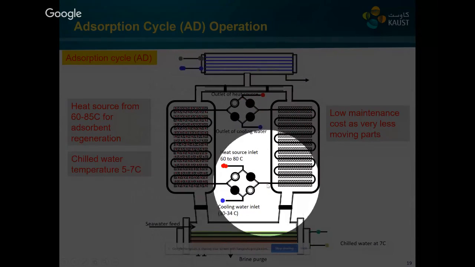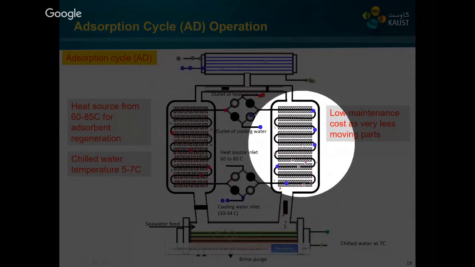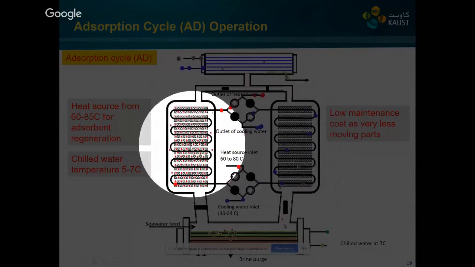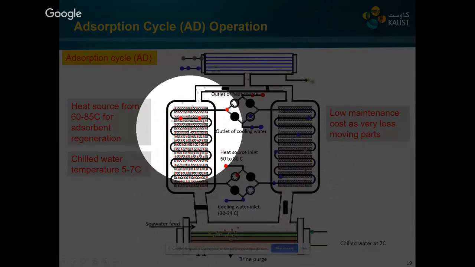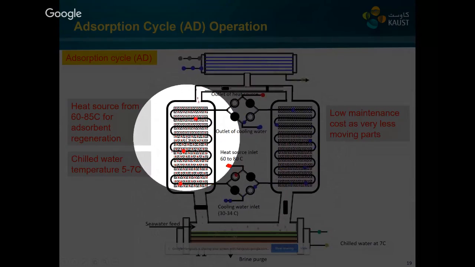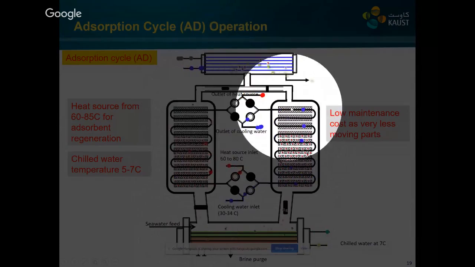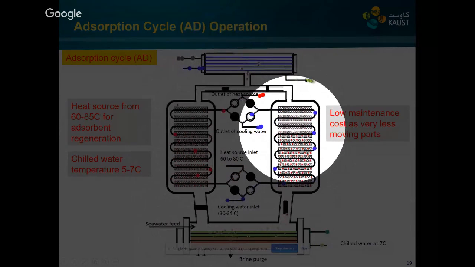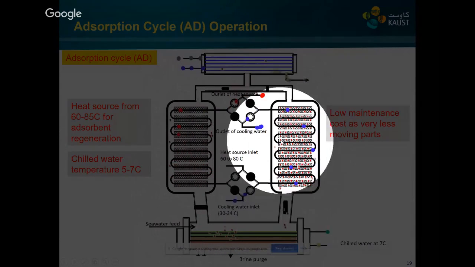So now you can see it's a switching. This valve will be closed and this valve will be open, and the vapor will start adsorbing on this bed. At the same time, we supply the heat source from 60 to 85 degrees centigrade to regenerate this silica gel to prepare it for the next operation. And the desorbed vapor goes to the condenser. Because the silica gel has a very high affinity for the water vapor, it can reduce the pressure and the saturation temperature to as low as 5 degrees centigrade at the last stage of the MED. And this is how it works.